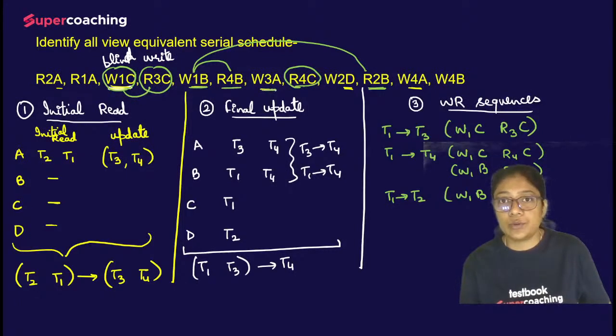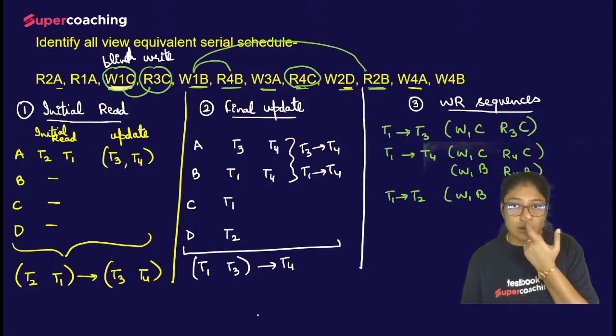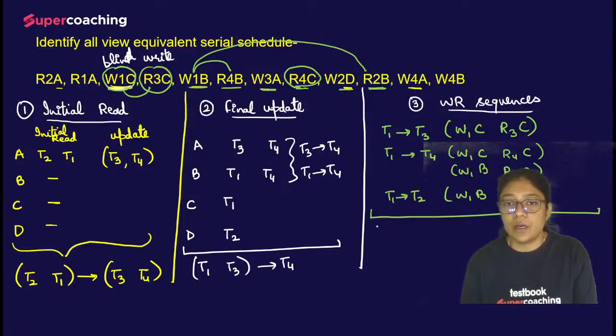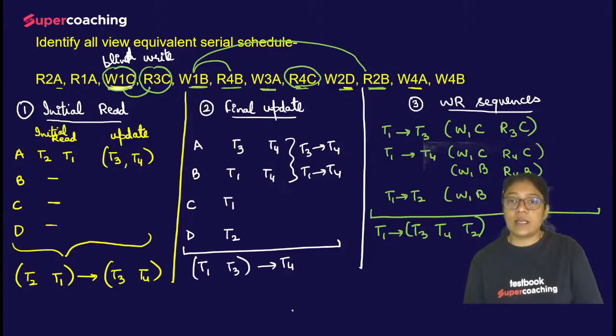Now check for W3A. Is there any transaction reading the data item A? No, it's not there. Then data item C. We have already covered this. Write operation on data item D, and that's it. So these are the conflict pairs that we are getting. Yes. So what is the result here? T1 should come before T3, T4 and T2. On the basis of this, can you find out the result?